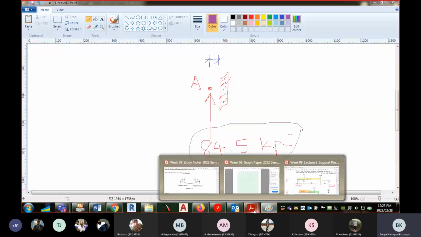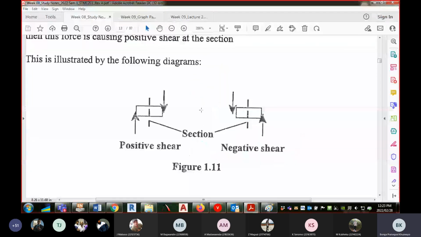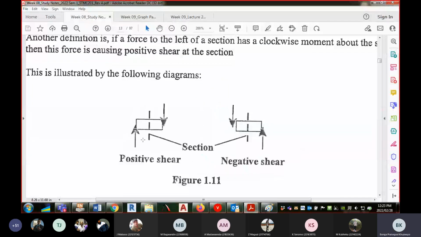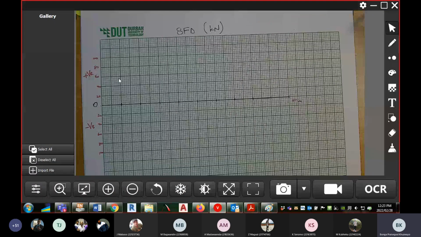Now, if you go to your notes, you said the algebraic sum of the forces going up to the left of the section is positive shear. Then now you're going to go to your graph paper and see.